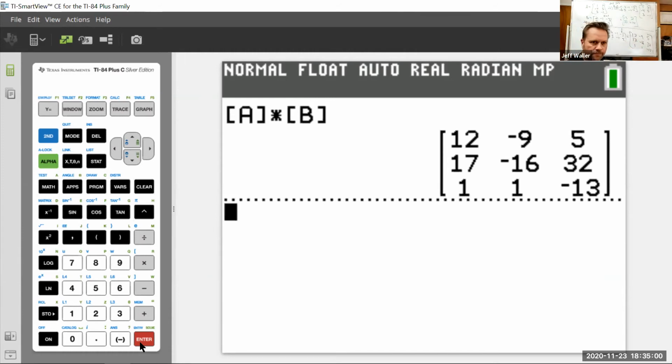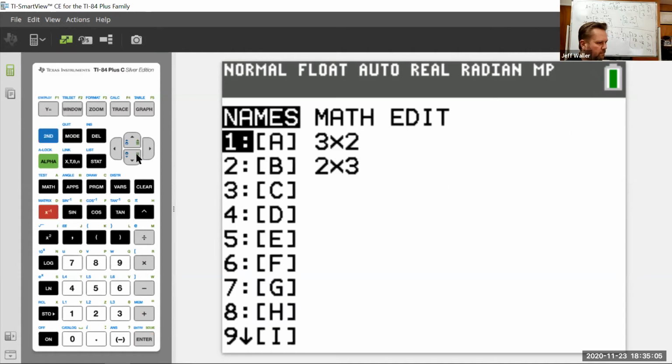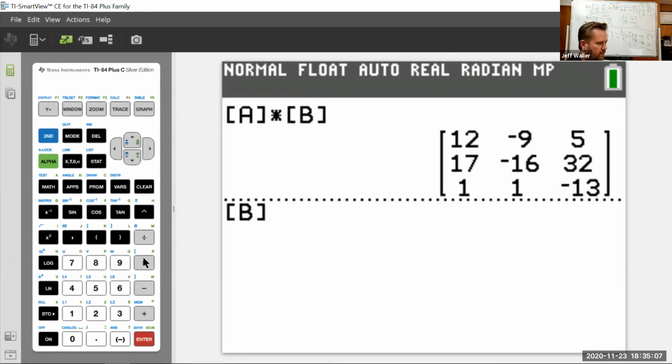Yay. And then go into matrix, pick B, times, go into matrix, pick A. Matrix, get out of there.